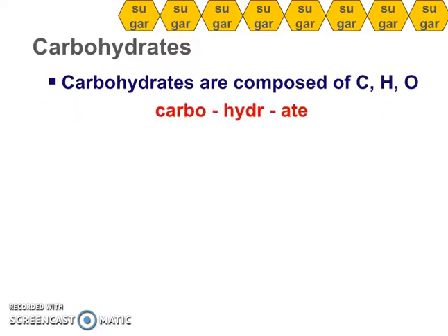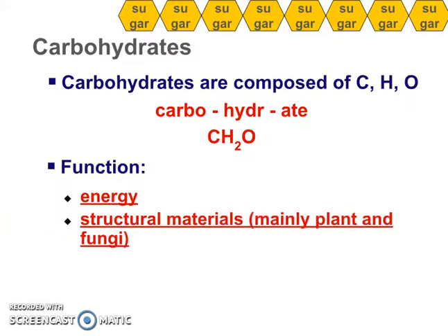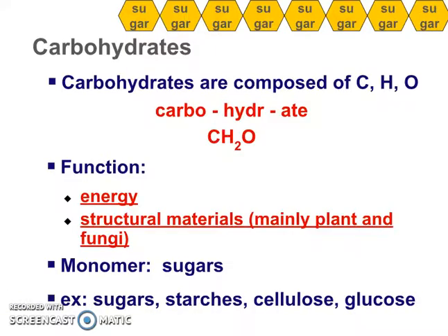They're made up of carbon, hydrogen, and oxygen. Carbohydrate, so carbon and a hydrate or water. And their main function is energy. They're also important for structure, particularly if you're a plant or a fungi or an arthropod. And their monomer is a sugar. Examples are things like cellulose or glucose, starches.